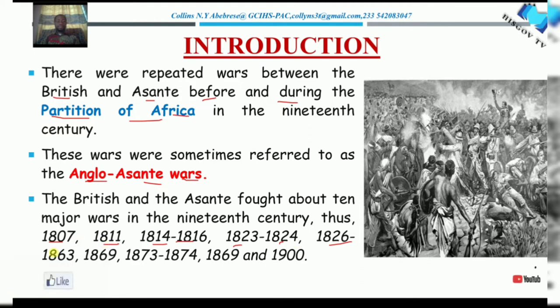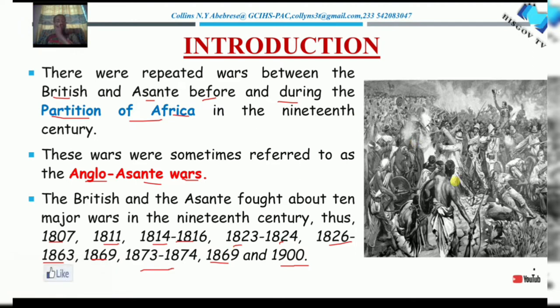In 1826 they fought. In 1863 they fought the Dodowa War. In 1869 they fought. In 1873 to 1874 they fought the Sagranti War. In 1900 they fought the Yaa Asantewaa War. So on all these occasions, the Ashanti Empire and the British were constantly engaged in battle.